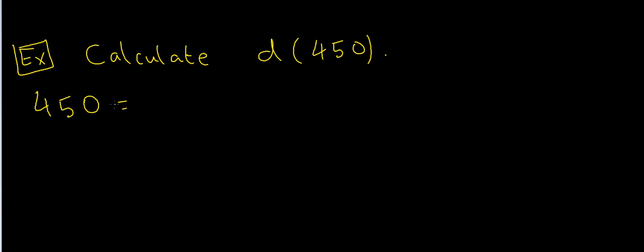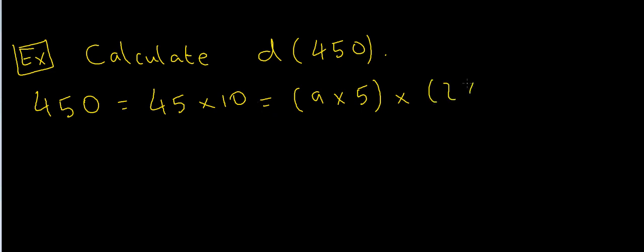Well, immediately I can see that 450 is 45 times 10. And can I break this down some more? Yep. Well, 45 is a multiple of 9. I know that 45 is 9 times 5, so I can replace 45 with 9 times 5. And that's being multiplied by 10, and I know that 10 is 2 times 5. Okay, I'm just breaking it down into the product of prime factors. And what next? Well, I know that 9 is 3 squared, so I can replace 9 with 3 squared.